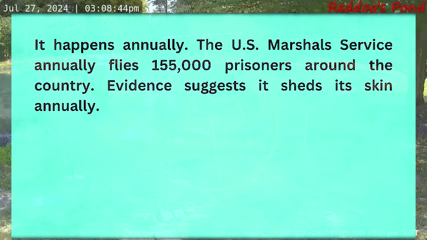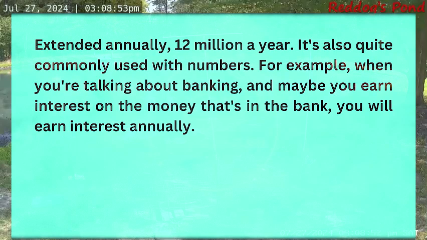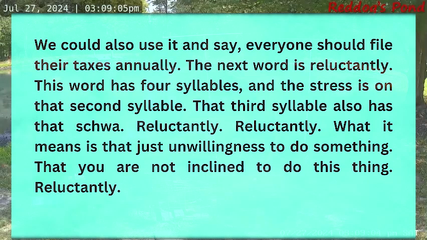The U.S. Marshal Service annually flies 155,000 prisoners around the country. Evidence suggests it sheds its skin annually. Extended annually, 12 million a year. It's also quite commonly used with numbers. For example, when you're talking about banking, and maybe you earn interest on the money that's in the bank, you will earn interest annually. We could also use it and say everyone should file their taxes annually.